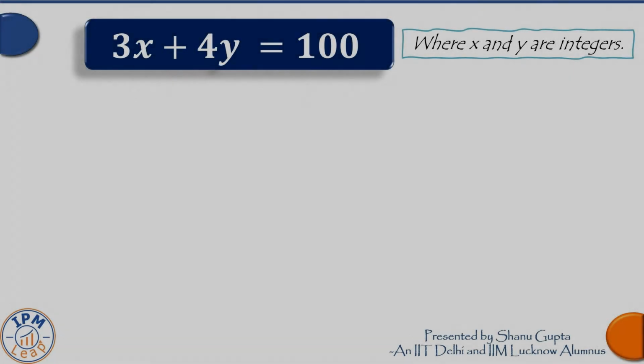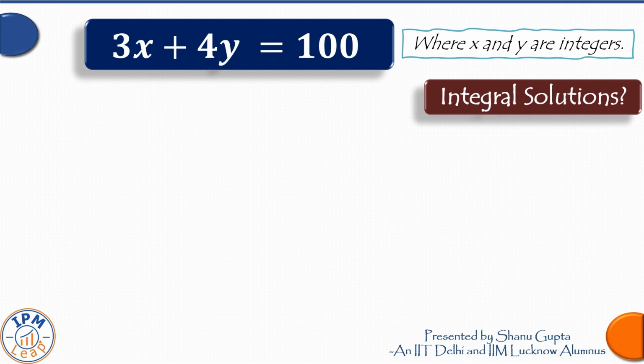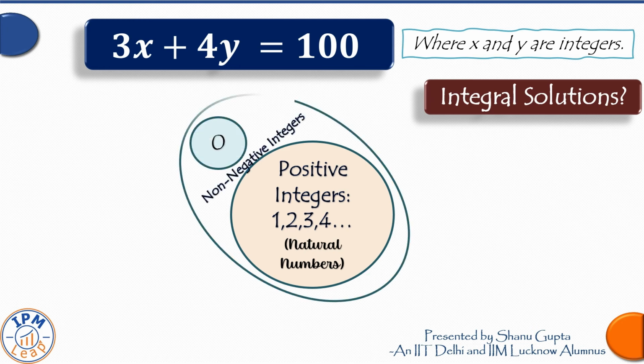So a quick overview of what we mean by the term integral solutions. This term has 2 parts, integers and solutions, so I will briefly touch upon both of them. Well, all countable numbers such as 1, 2, 3, 4, we also call them natural numbers. They are called positive integers. Add to this the number 0 and we get the set of non-negative integers.